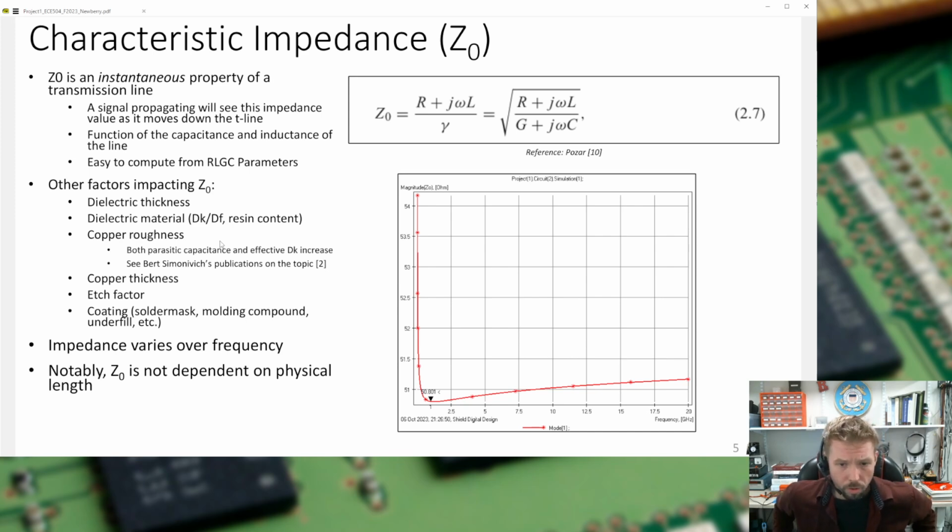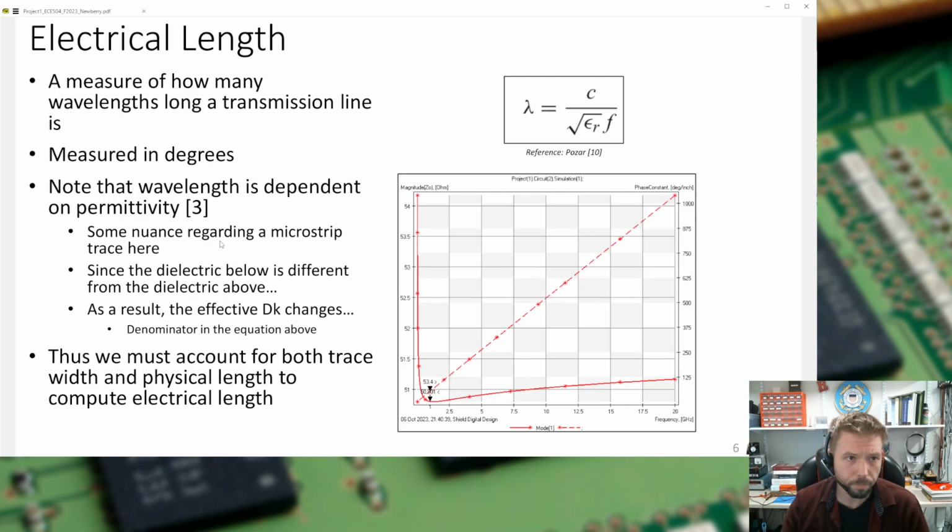Characteristic impedance is also notably variable over frequency. So I've got a plot here of some specific transmission line, and it's at 50.8 ohms at 1 gigahertz, but that varies as the frequency changes. Also notable, the characteristic impedance isn't dependent on physical length at all. Now, a quick note on this project, everything I've done today is at 1 gigahertz.